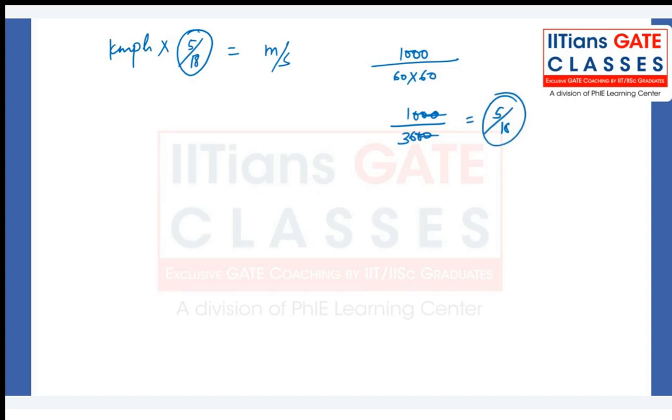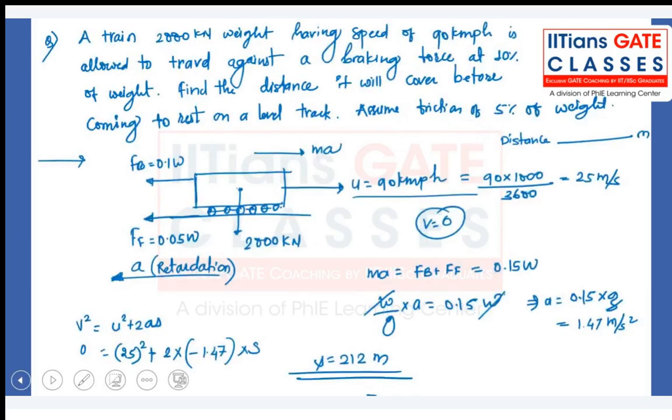And the reverse: if meters per second is given and you want to convert into kilometers per hour, then multiply by 18 by 5. This is just a small trick whenever you need faster calculation with less time. Anyone have any doubt in this?